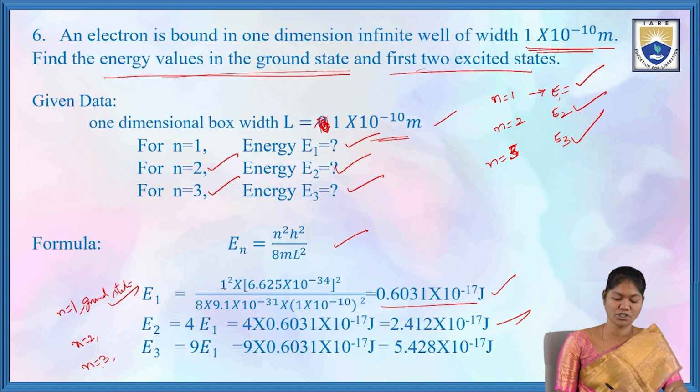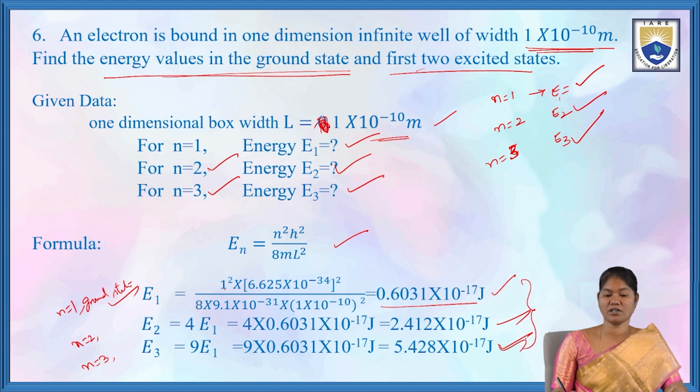And n is equal to 3, second excited state. E3 is equal to 9E1. It is equal to 9 into 0.6031 into 10 power minus 17 joule, that is equal to 5.428 into 10 power minus 17 joules. So these are the energies of the electron bound in a one dimensional infinite well, E1, E2, E3.